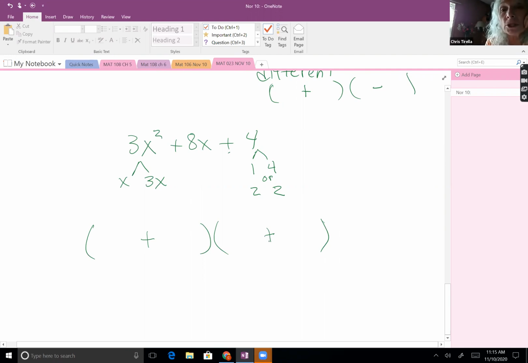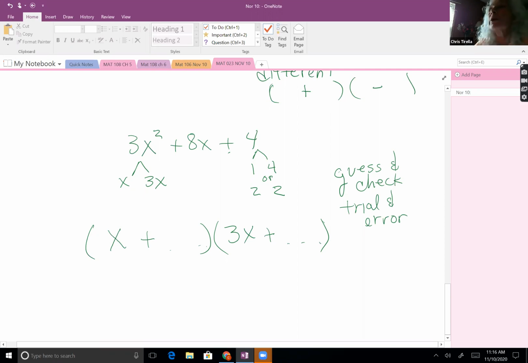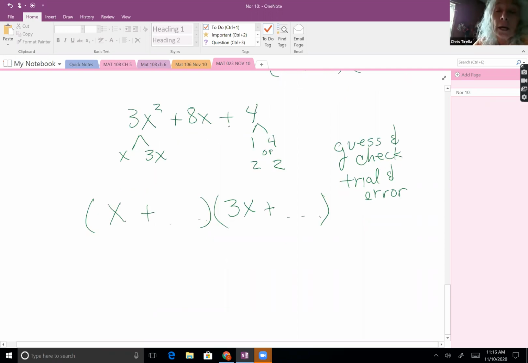And now with guess and check, or trial and error, we know that for our first term, it can only be x and 3x. For the second term in each binomial, we have a choice. We're just guessing and checking. And please notice, to this point, I did not at all look at that middle term. I'm going to guess and check until I get something that boils out to give me that middle term. So we're going to guess and check, use trial and error until we have binomials that multiply to give us the middle term.